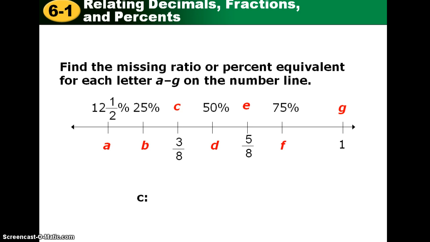Let's look for C. C we want as a percent. So we have the fraction 3/8. It's not easy to make that a denominator of 100, so the easiest thing would be to divide 3 by 8 and get 375 thousandths. Multiply by 100, you get 37.5 or 37.5%.